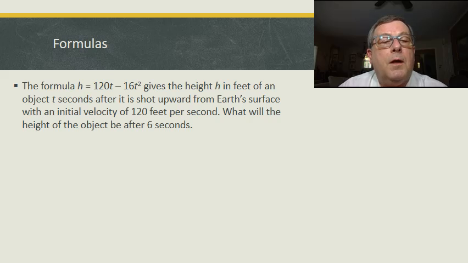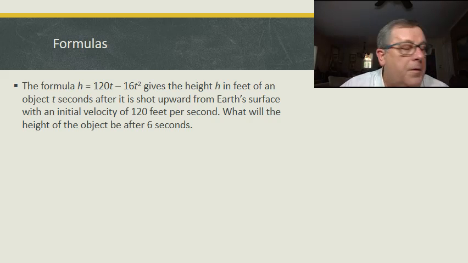So we've got the formula H equals 120t minus 16t squared gives the height, which is our variable H, in feet of an object T seconds. So we got another variable in terms of seconds, T for seconds, after it is shot upward from Earth's surface with an initial velocity of 120 feet per second. What will be the height of the object after 6 seconds?